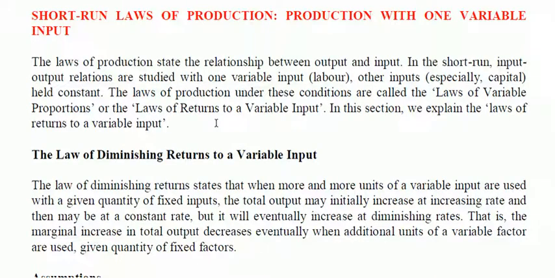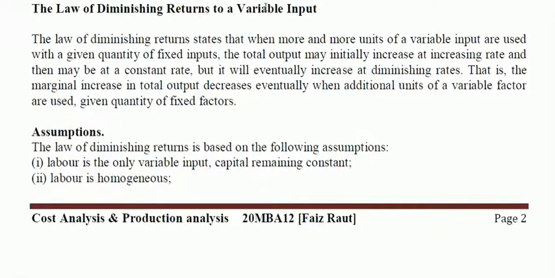Okay, so there are short run laws of production, in which production with one variable input is given. In that, we are going to change the labor, and then we'll be determining what is the change in the output. So, the law of diminishing returns to one variable input. There is a law which states that when more and more units of a variable input are used with a given quantity of fixed inputs, so all the inputs we are keeping fixed, and only one input we are varying. Okay, so that is a variable input. In this case, we are varying the number of laborers.